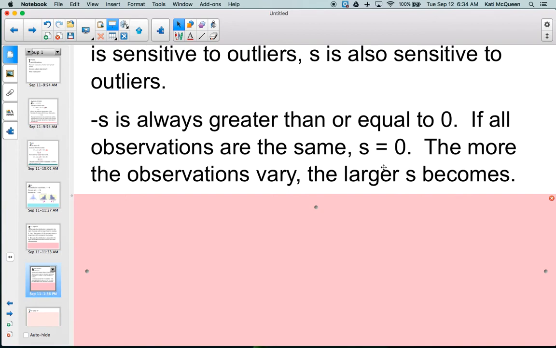Now say I were looking at a class that had freshmen through seniors in it. So there my standard deviation is going to start to become even bigger because I have even more ages in there. They're becoming more and more spread out.